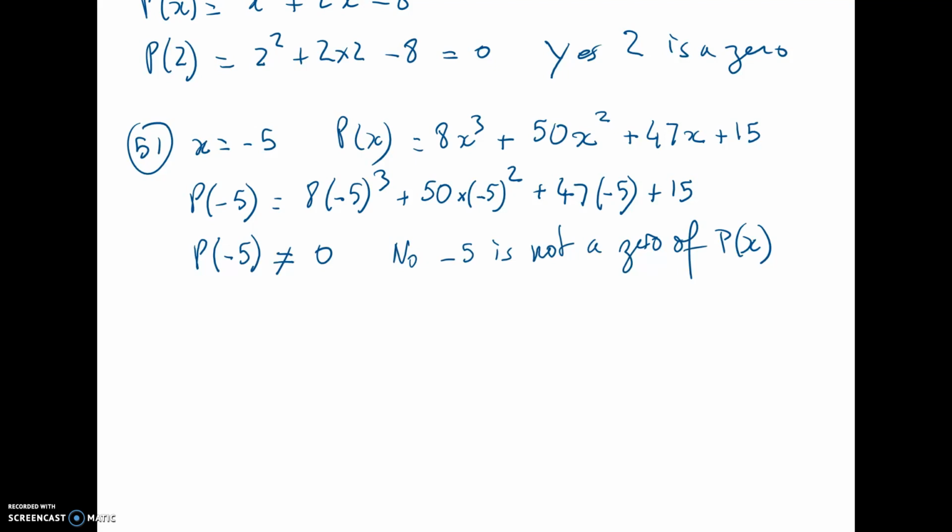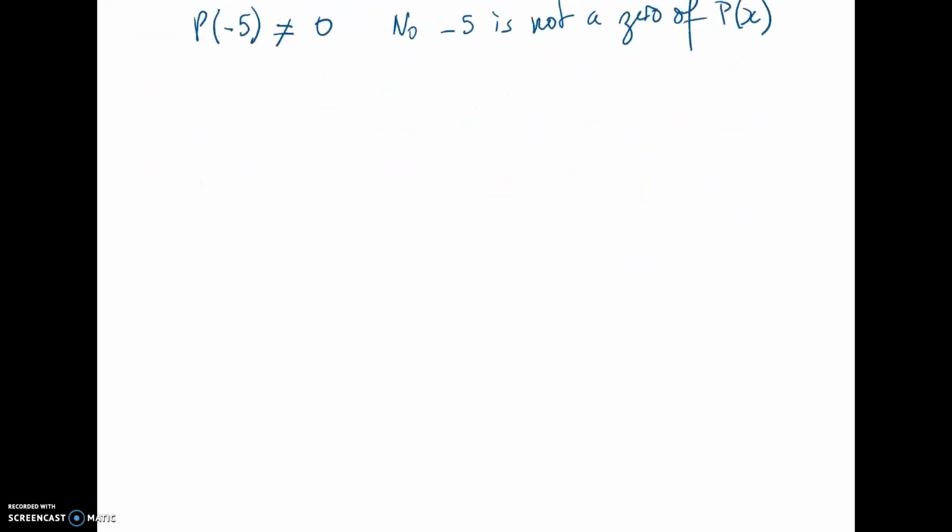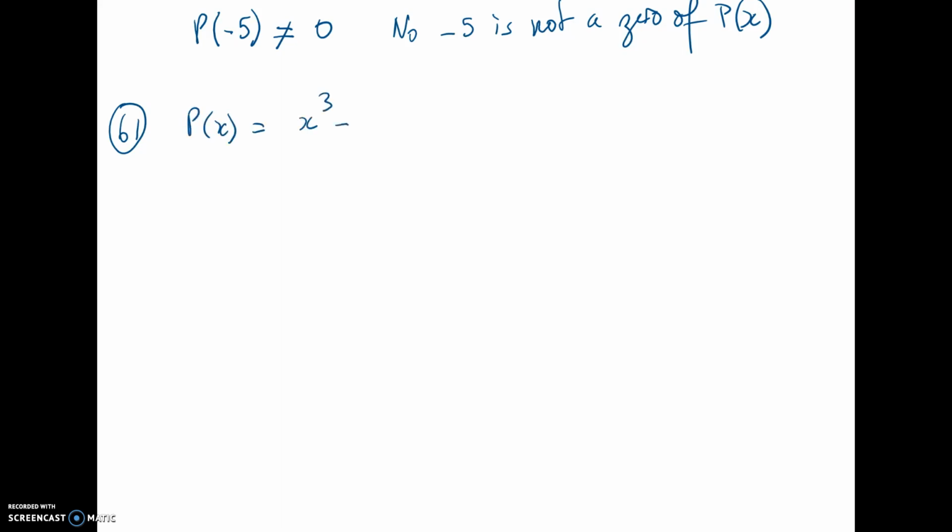Okay, so now, for each polynomial at least one 0 is given, find the other zeros analytically. So let's try to do problem number 61. On this problem number 61, we have a polynomial p of x, which is x cubed minus 2x squared minus 5x plus 6. And they are saying that x equal 3 is a 0 of p of x. We need to find the other zeros. We have a polynomial of degree 3, so we might have 2 more zeros.